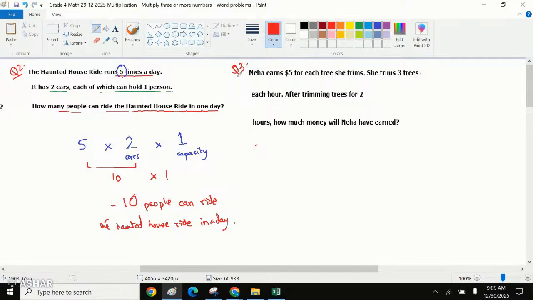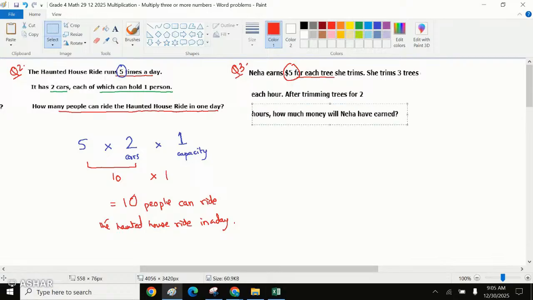Question number 3 says, Neha earns $5 for each tree. Every single time she trims a tree, she gets $5 for that, right? She trims 3 trees per hour. That means she is making how many? She has $5 into 3 trees, right? Per hour. She's doing 3 trees in 1 hour. That means she's making $15 per hour.